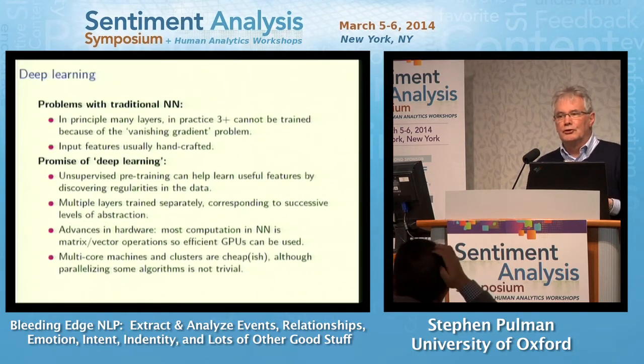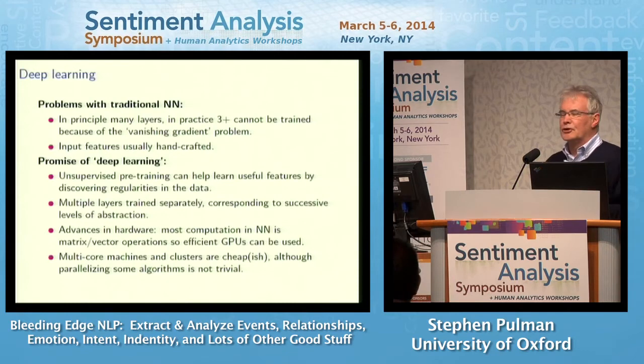There's a suspicion in the community that actually what the real thing that's made all this possible is that computers have just got cheaper and faster. And since most of what you're doing in neural network stuff is matrix vector operations and graphical processing units are built to do that kind of thing very quickly, you can get an awful lot of speed up. And parallelizing these things, although some aspects of these algorithms are not so easy to parallelize.